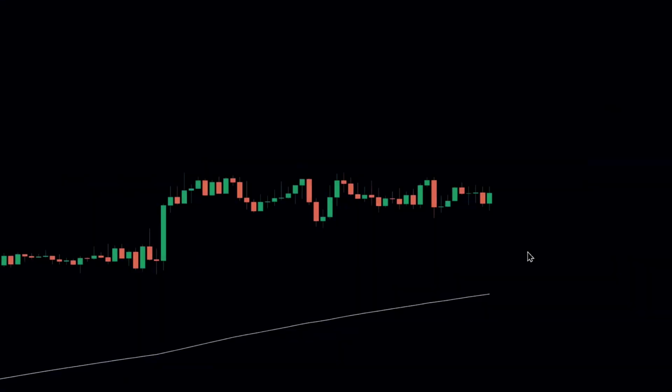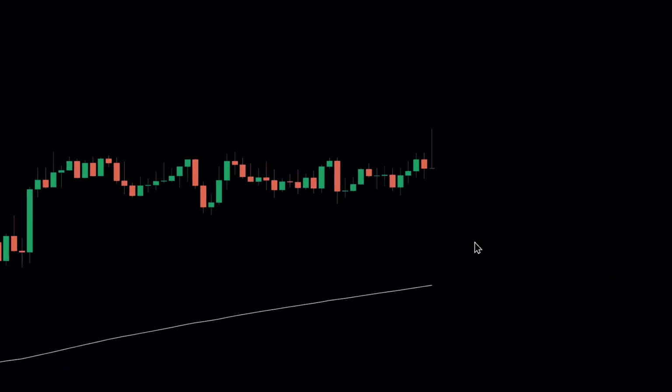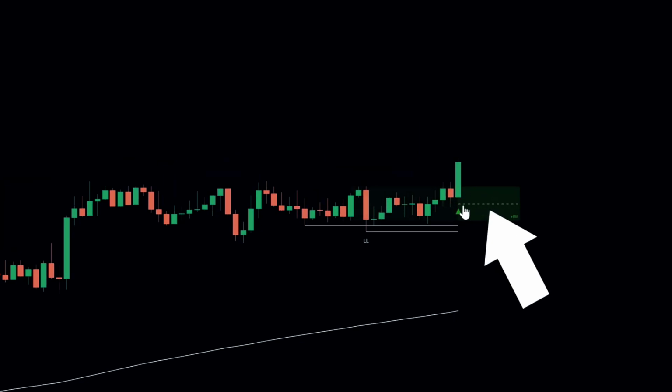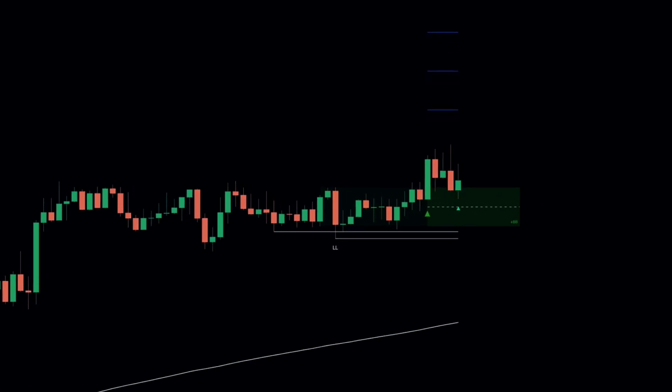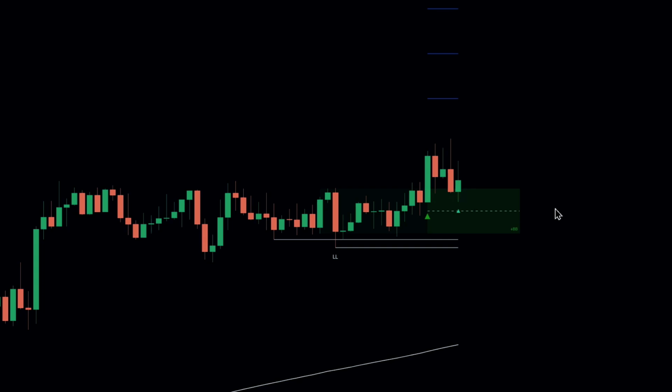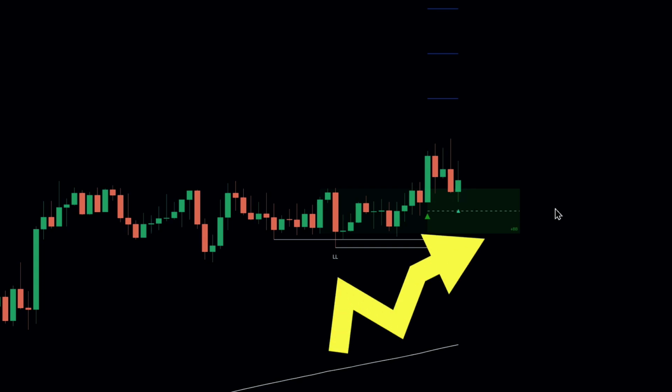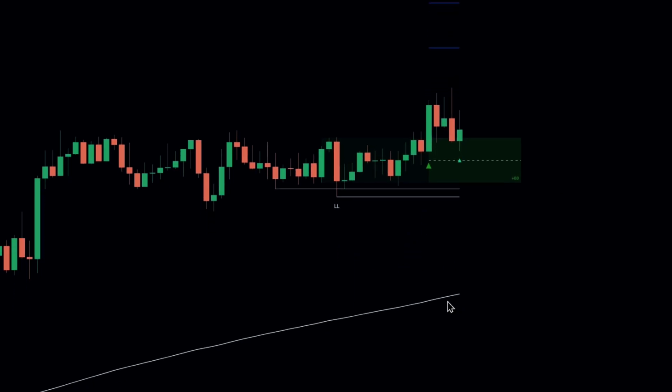Now back to our strategy. To take a long position, here's what we need. First, wait for a bullish breaker block to form. Once we have it, the second step is to wait for price to retest the breaker block. Right here, we have a retest. The final step is confirming that price is in an uptrend. To do that, make sure it's trading above the 200 period EMA.